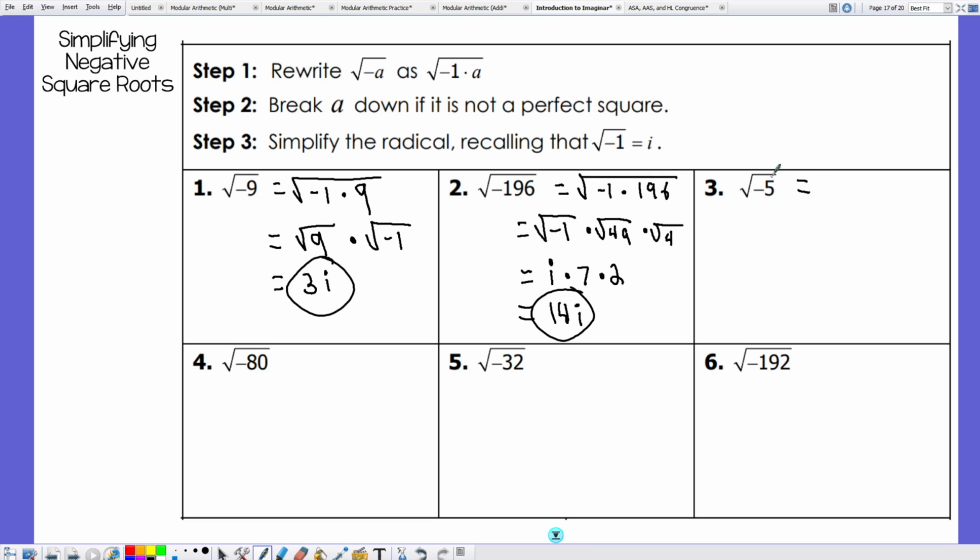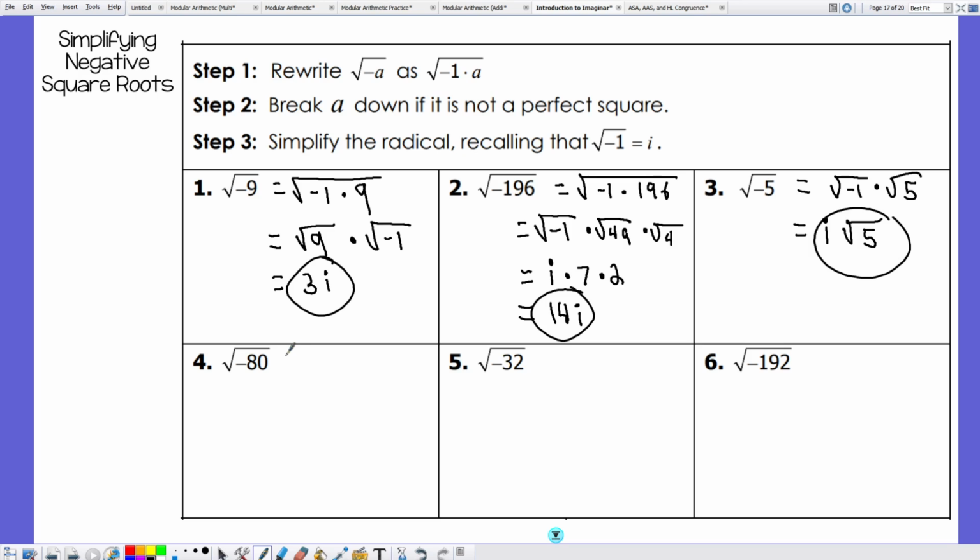This one is kind of, there's not much to it. We have the square root of negative 1 times the square root of 5. 5 is a prime number. We can't do anything with it. So it just becomes i square root 5.